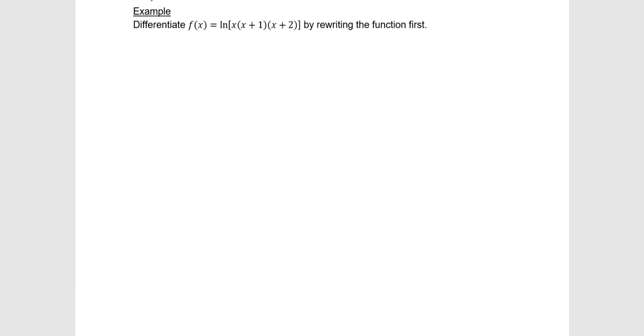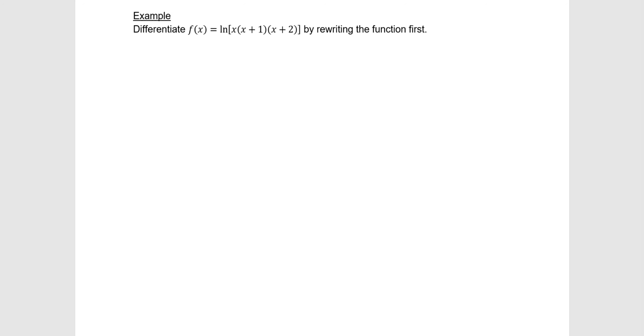Okay, so now let's get into some differentiation here. Let's find the derivative of ln of x times x plus 1 times x plus 2 by first rewriting the function. If we didn't rewrite the function, we would have to take the derivative of this, and to do that, it would be the derivative of the inside divided by the inside itself. That would be a really nasty product rule because there's 3 different factors. So let's use these rules and just rewrite it.